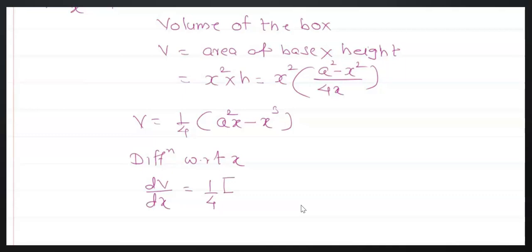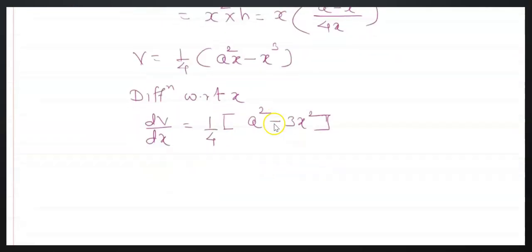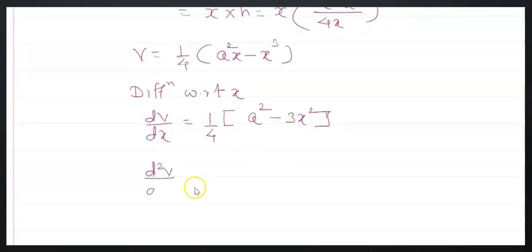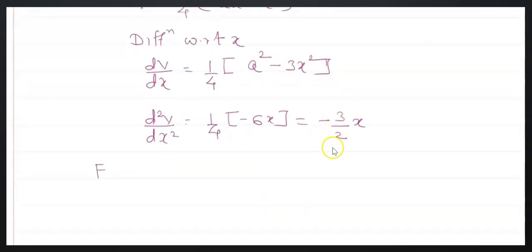Therefore, dV upon dx is equal to 1 by 4. Derivative of a square x is a square, and of x cube is 3x square. And d2V upon dx square is equal to 1 by 4. Derivative of a square is 0, and here it is minus 6x, which equals minus 3 by 2 x. It's negative. The value of x is not negative, and therefore this is the condition for the maximum.